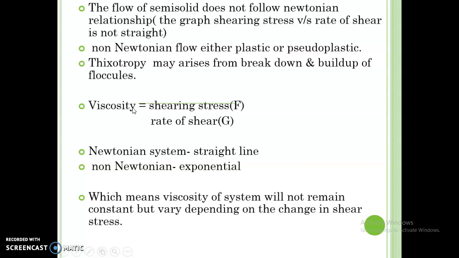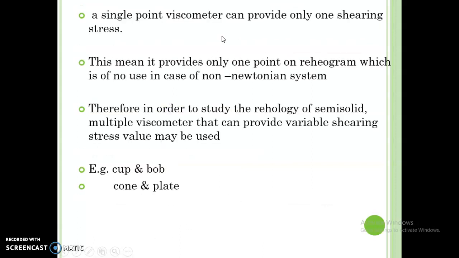The viscosity of your semi-solid is equal to shearing stress divided by rate of shear. If it is a Newtonian system, we will find a straight line. But in case of a semi-solid, there is non-Newtonian flow, so this is an exponential graph we can observe, right? It is not a straight line graph, which means the viscosity of the system will not remain constant but varies depending on the change in shear stress. So your viscosity depends on what? Shear stress, right?